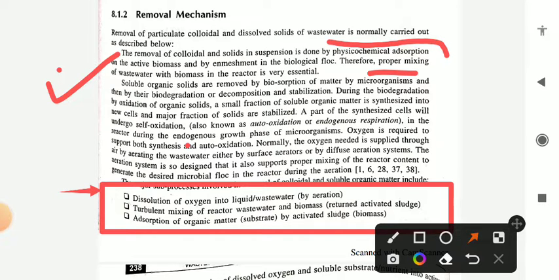Then turbulent mixing of the reactor wastewater with biomass, or we can say returned activated sludge. Third is adsorption of organic matter or substrate by the activated sludge.